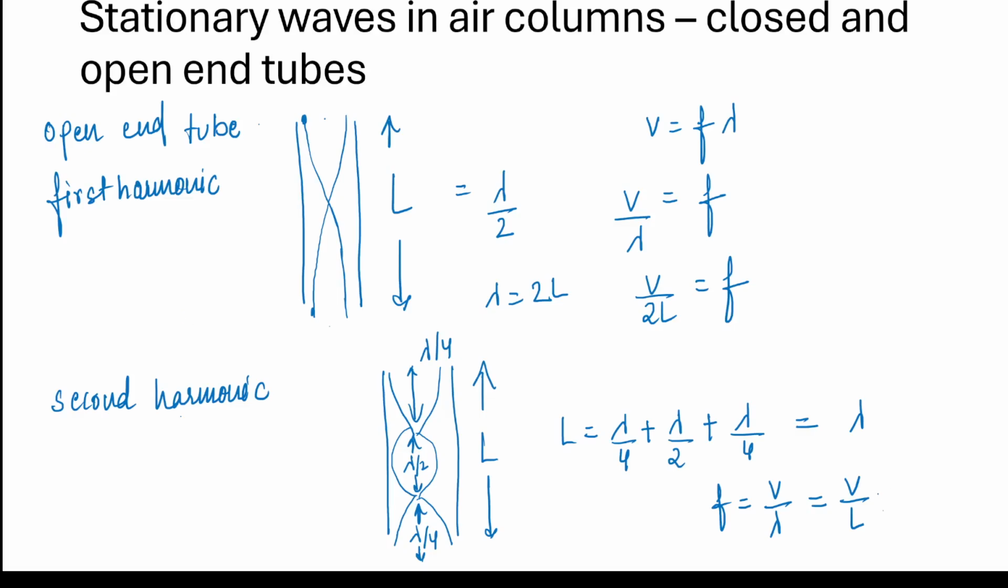So the second harmonic is 2 times the first harmonic. Similarly, the third harmonic would be 3 times the first harmonic. So it's exactly the same as a string stretched at the 2 ends. Only thing is the loops look a little different. In a stretched string, the end is a fixed end, so it forms a node. In an open end tube, the ends are open, so they act like antinodes.